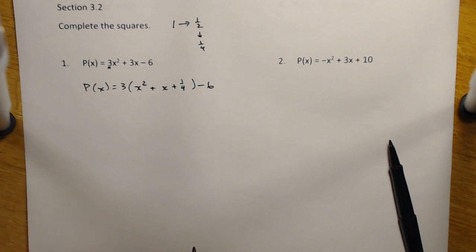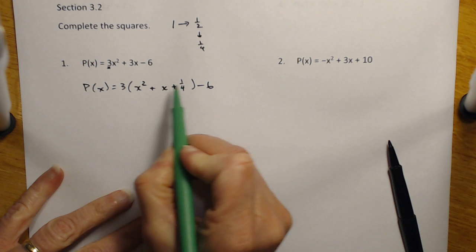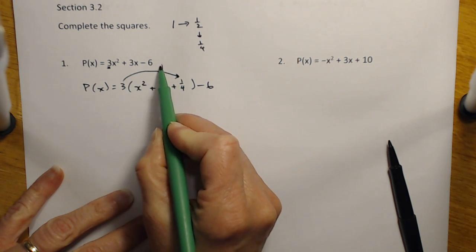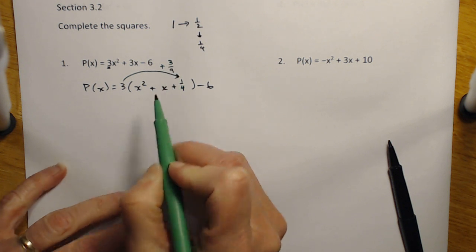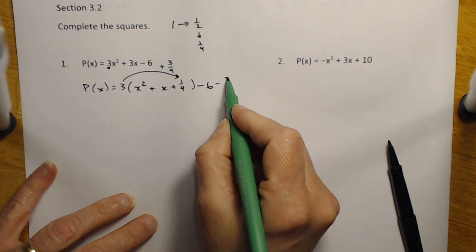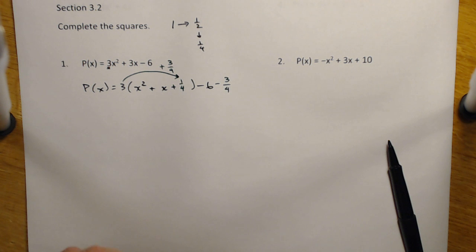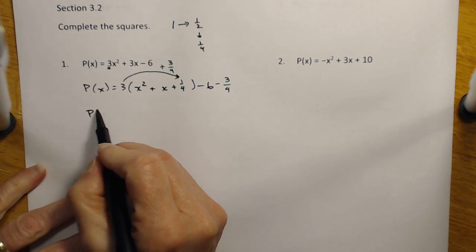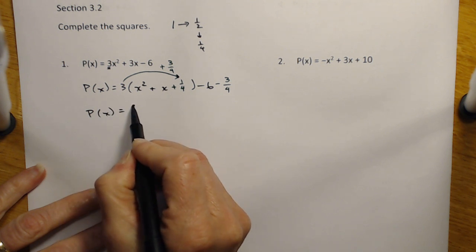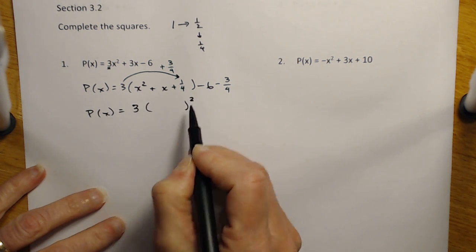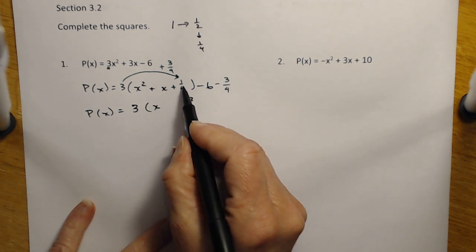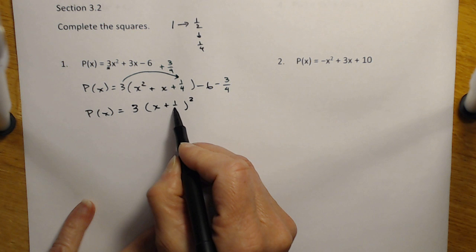Okay, now keep in mind, I've just changed the problem. We're not allowed to change the function. So I wrote plus 1/4, but remember it's sitting inside a parentheses getting multiplied by 3. So I really added 3/4 to that function, which means I better subtract 3/4 to keep everything the same. But now, because we have completed the square, I now know that this parentheses is a perfect square trinomial. And the x squared becomes x, and the 1/4, remember, came from the 1/2.